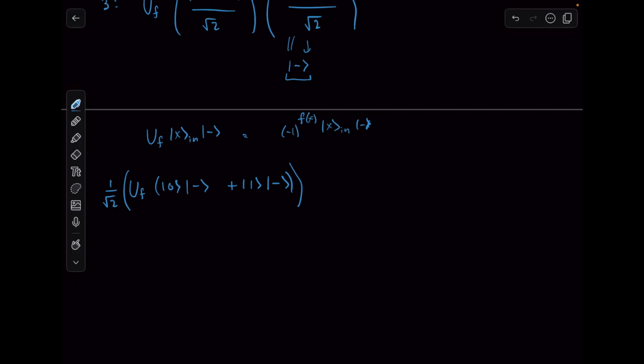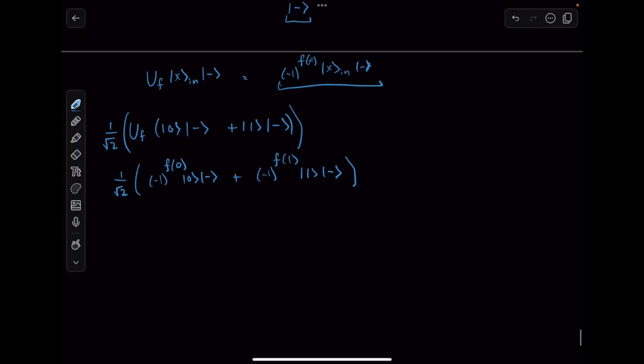So what happens when we apply U_f onto the state? Well, we can just refer to what we figured out when we went over that example. And what we're going to get is this state over here: (-1)^f(0) times the minus state plus (-1)^f(1). Oh, I forgot the first qubit. 0, and then the minus state. And then we have 1, and then the minus state here.